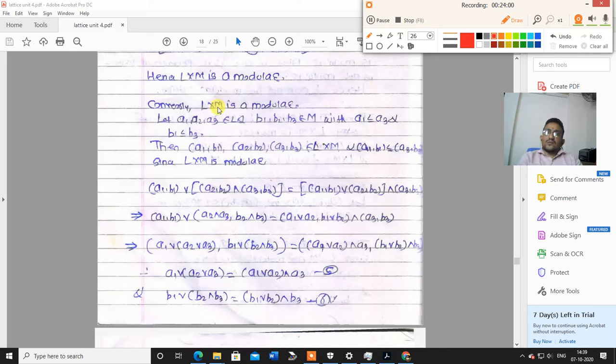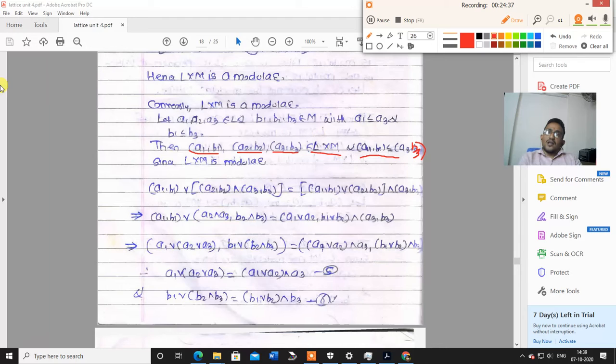that L cross M is a modular lattice. Okay, then we show that L and M are modular lattices. So let a1, a2, a3 be elements of L and b1, b2, b3 be elements of M, with a1 related to a3 and b1 related to b3. Then the ordered pairs (a1, b1), (a2, b2), (a3, b3) are also elements of L cross M, with (a1, b1) related to (a3, b3).